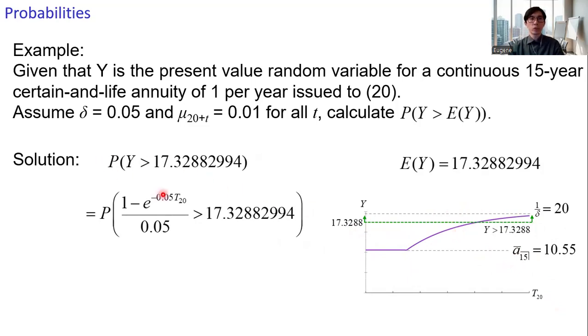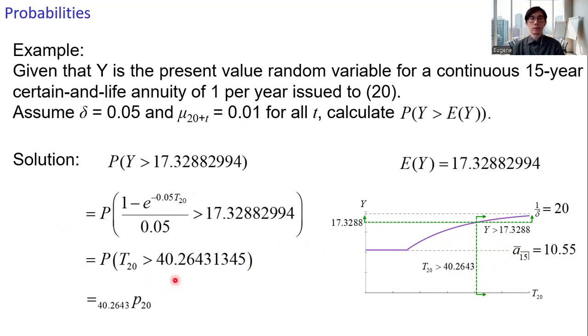Express Y in terms of T20. And then this is equivalent to the probability that T20 is greater than 40.2643. Constant force of mortality. This probability is e to the power minus 0.01 times 40.2643. Upon calculation, we get 0.6686, and this is the answer for the problem.